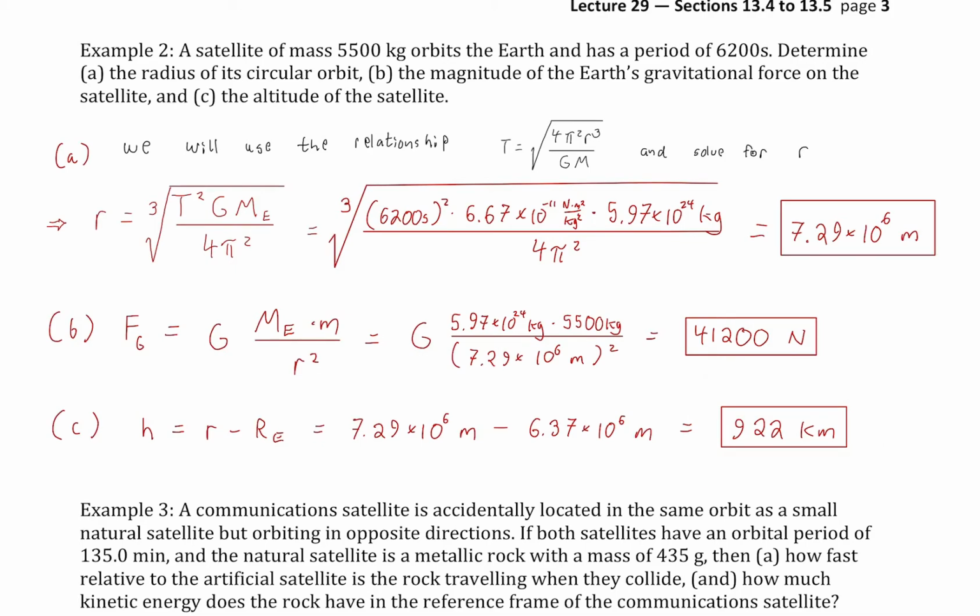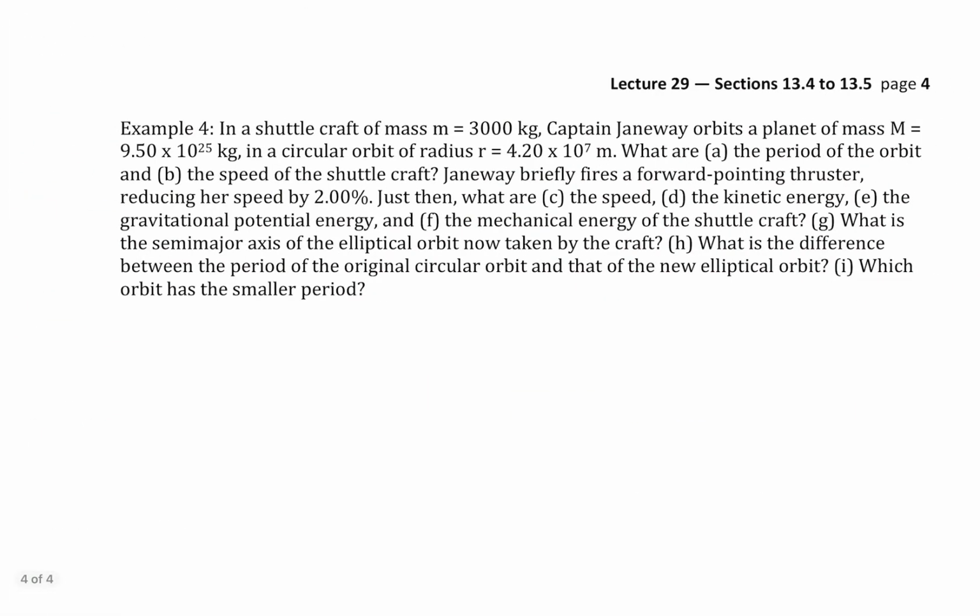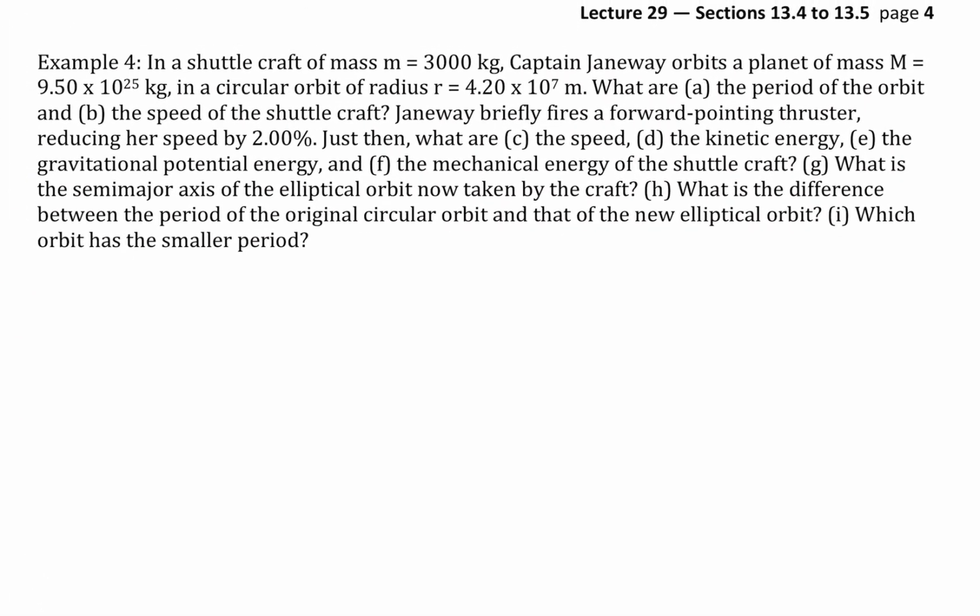Right? And by the way, this period of 6,200 seconds, in minutes, that's about 110 minutes. Okay? So it's about 20 minutes longer than the orbital period of a lower satellite, like the International Space Station. And it's not a linear relationship between the two. Obviously, because there are things raised to the second and third power. We'll leave example 3 for practice, and the last one I want to cover here is example 4.